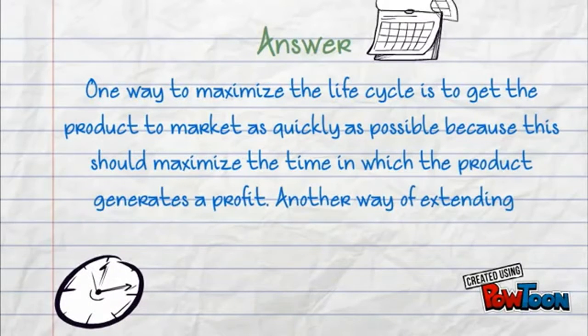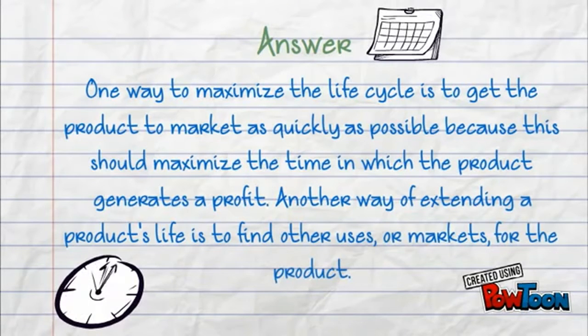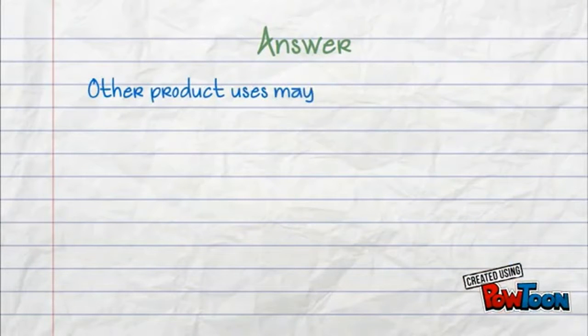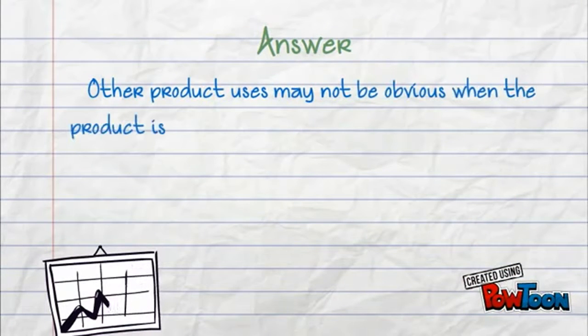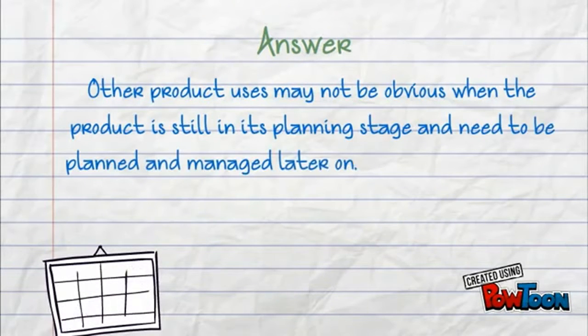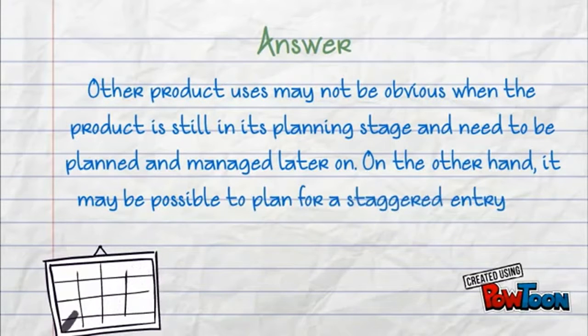Another way of extending a product's life cycle is to find other users or markets for the product. Other product users may not be obvious when the product is still in its planning stage and need to be planned and managed later on. On the other hand, it may be possible to plan for a staggered entry into different markets at the planning stage.